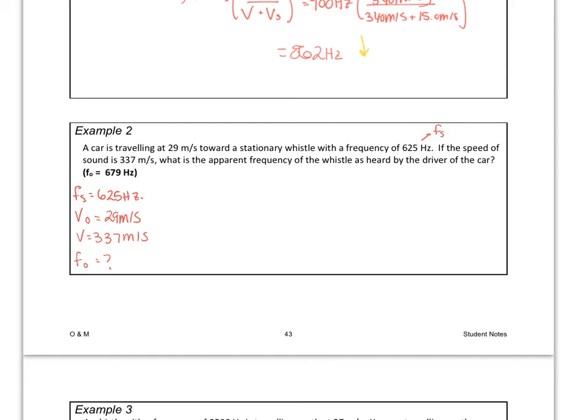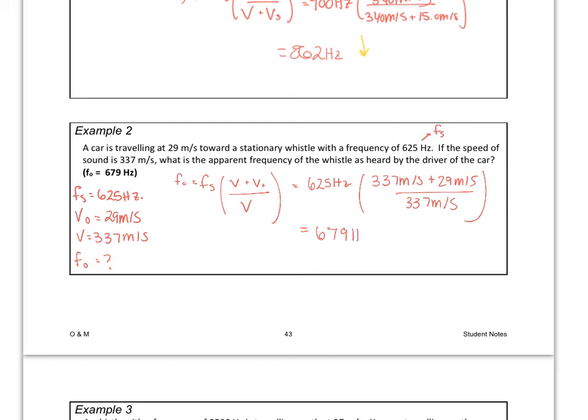So in this case, we are using our other formula. f0 equals fs, and because we are moving towards the source, we will have v plus v0 all over v. So 625 hertz times 337 meters per second plus 29 meters per second, all over 337 meters per second. We end up with 679 hertz that is heard by the observer.